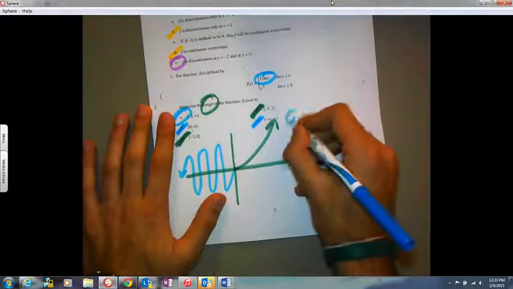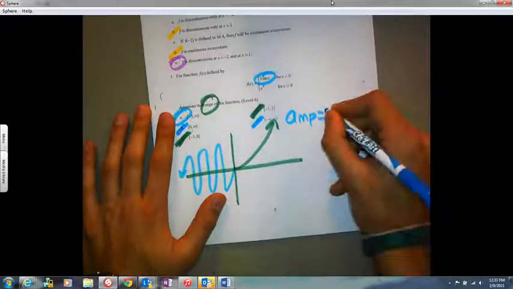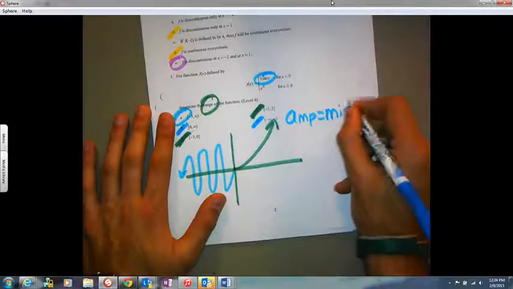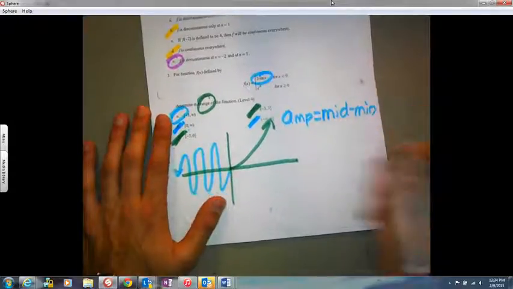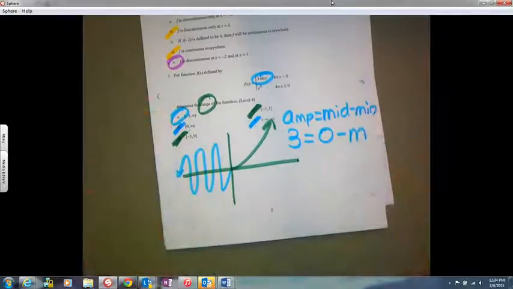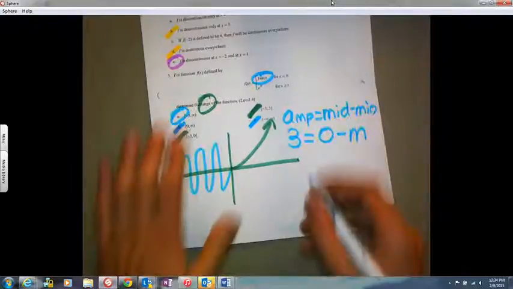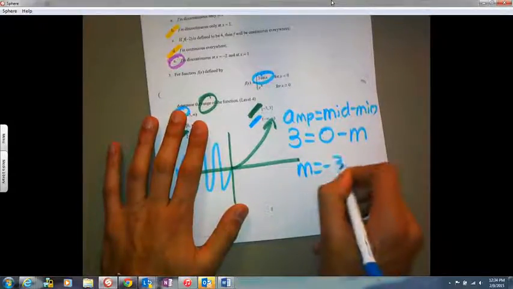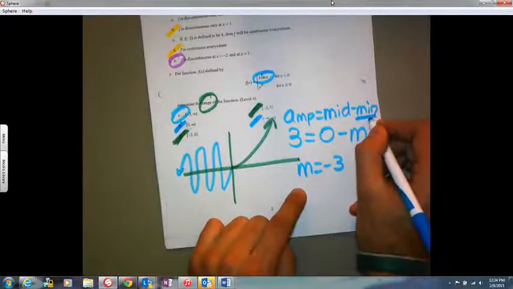And how do I know that the minimum is negative 3? Because the amplitude here is 3, and the midline is 0. Remember, the formula for amplitude is either max minus mid or mid minus min. Amplitude is 3, midline is 0 minus m. Solve for m, which is the minimum. Add m to both sides, minus 3 on both sides. M equals negative 3. M was the minimum. So we go from negative 3 up to infinity.